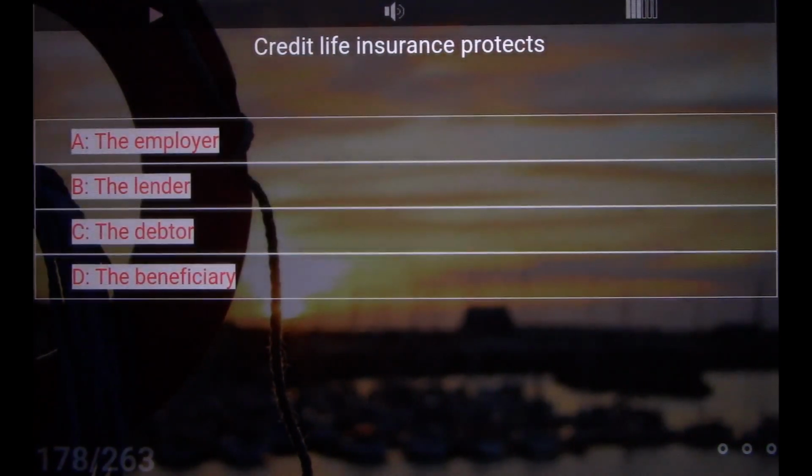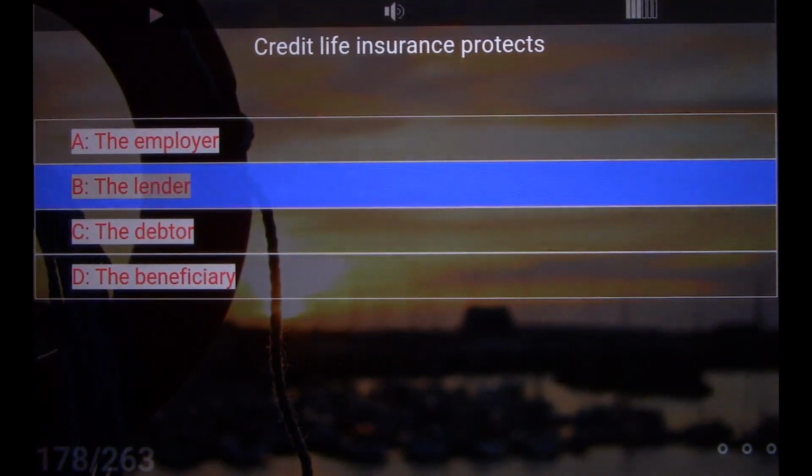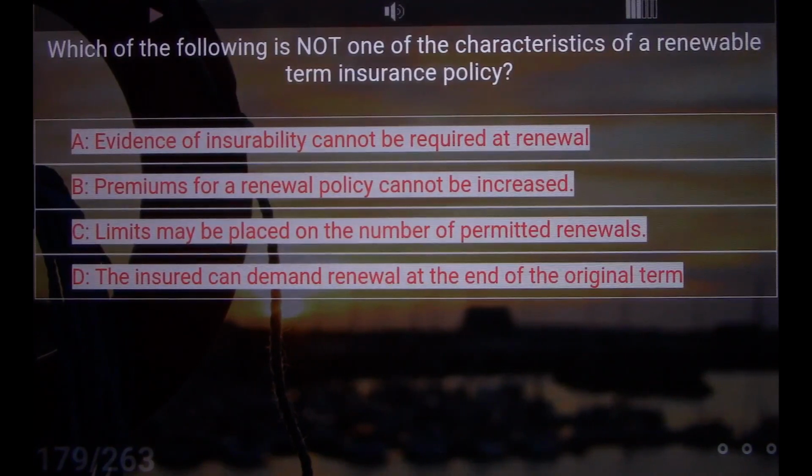Credit life insurance protects B. The lender. Which of the following is not one of the characteristics of a renewable term insurance policy? B. Premiums for a renewal policy cannot be increased.